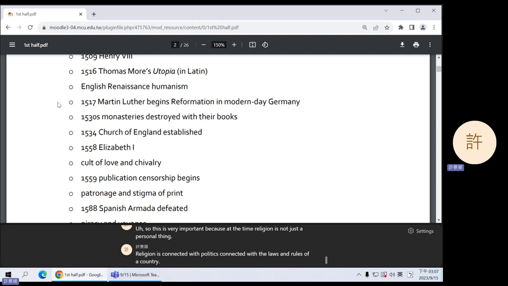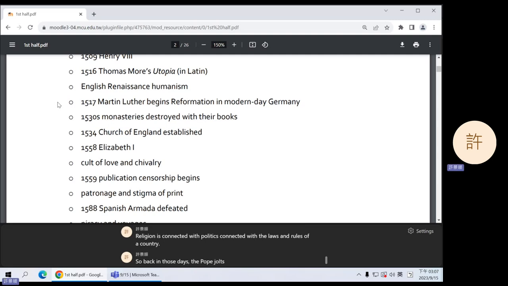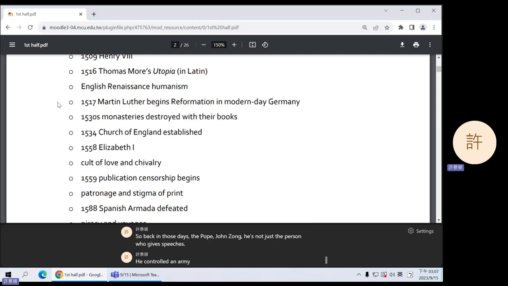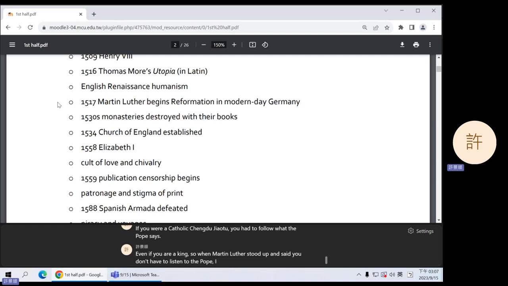So back in those days, the Pope, 教宗, he's not just the person who gives speeches. He controlled an army. He had great influence on the kings and queens of Europe. If you were a Catholic, 天主教徒, you had to follow what the Pope says, even if you are a king. So when Martin Luther stood up and said, you don't have to listen to the Pope. In terms of religion, you only need a Bible and your own conscience, 良知.